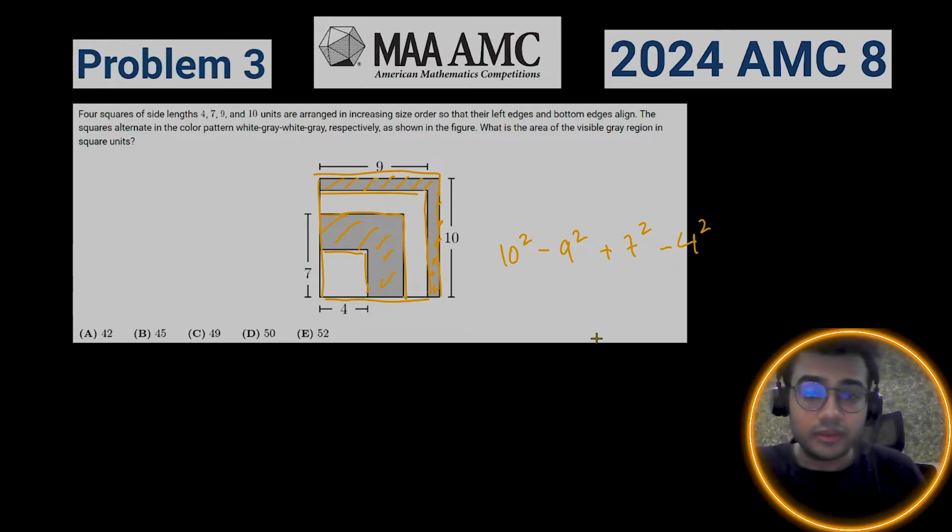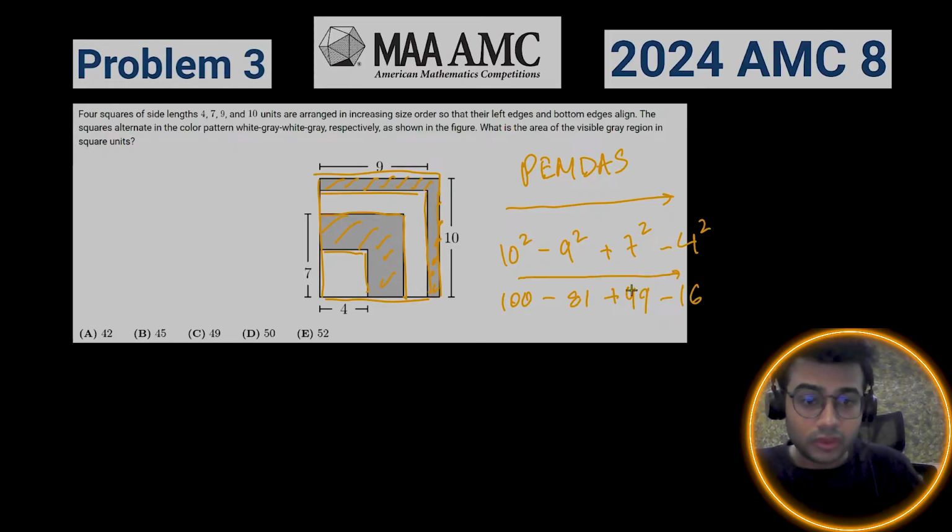Now again, when it's addition and subtraction, we go from left to right. Again, we have to follow the order of operations, PEMDAS. Let's evaluate the exponents first. So that's 100 minus 81 plus 49 minus 16.